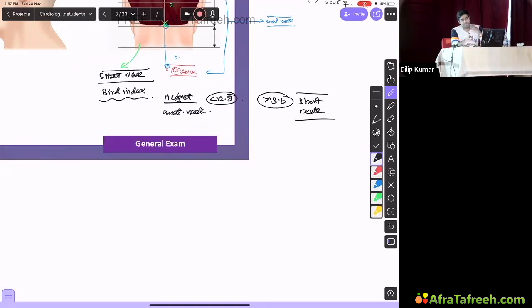So if they ask you how to find out short neck, you have to answer Bird index. More than 13.6 is considered to be short neck.